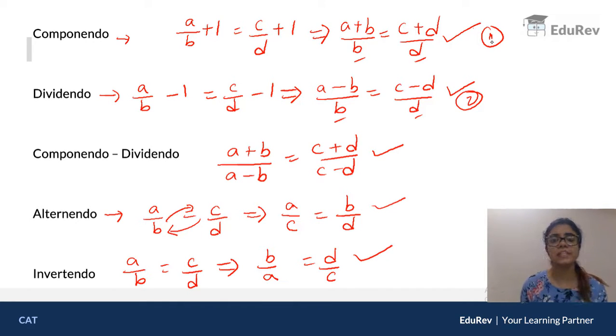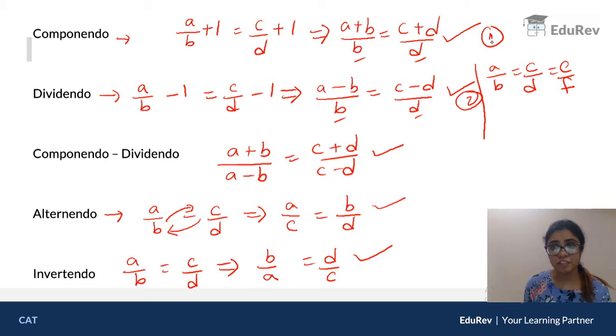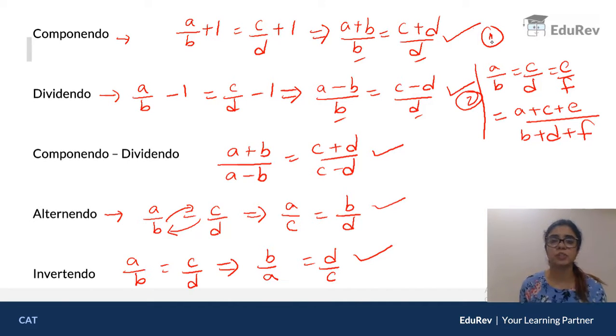Now from this we can derive some more properties. A very important property of proportion is, suppose A upon B is equal to C upon D is equal to E upon F. If all three of them are equal, they are also equal to (A plus C plus E) upon (B plus D plus F). So you take certain ratios which are equal. If I add all the numerators upon all the denominators, the added value will also be equal to the original ratio.